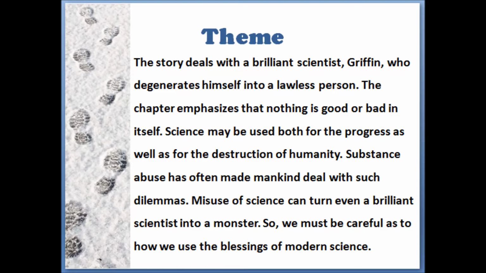Theme. The story deals with the brilliant scientist Griffin who degenerates himself into a lawless person. The chapter emphasizes that nothing is good or bad in itself. Science may be used both for the progress as well as for the destruction of humanity. Substance abuse has often made mankind deal with such dilemmas. Misuse of science can turn even a brilliant scientist into a monster. So, we must be careful as to how we use the blessings of modern science.